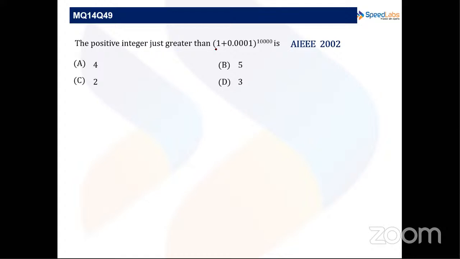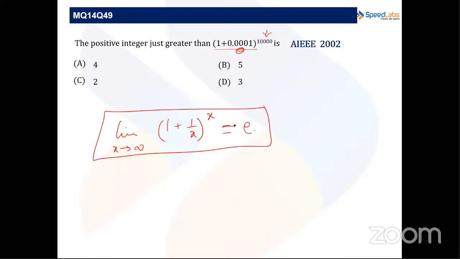The positive integer just greater than (1 + 0.0001) to the power 10000. So what we are having here is this value is the reciprocal of this value. So it is in the form of (1 + 1/x) to the power x. Now if you remember, in limits we have seen for limit x tending towards infinity, this value is equal to e. So when x is very large, this value is nearly equal to e.